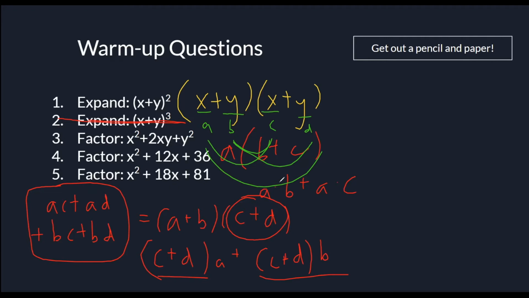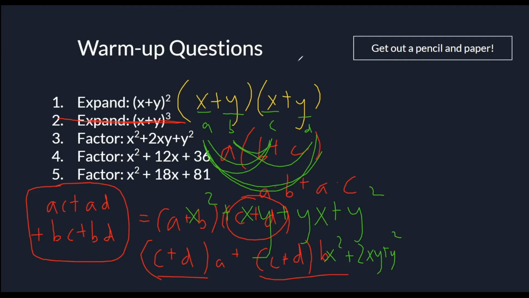Okay, but when you multiply these, from the first elements you get x squared, then you get xy from the outer elements, then from the inner elements you get yx, then from the last elements you get y squared, and that gives you x squared plus 2xy plus y squared. Does that make sense now?